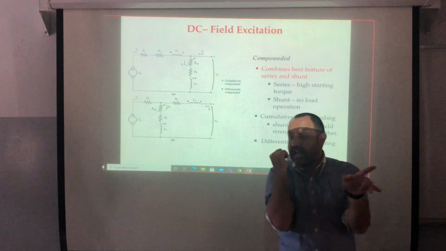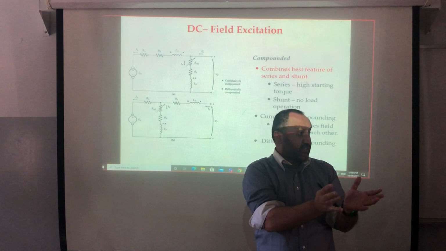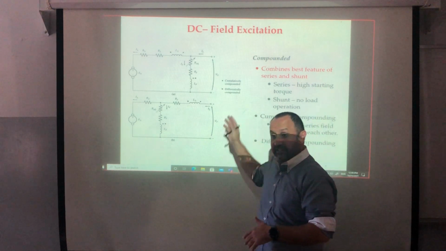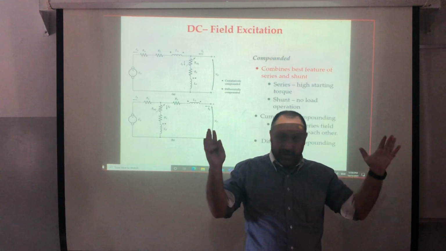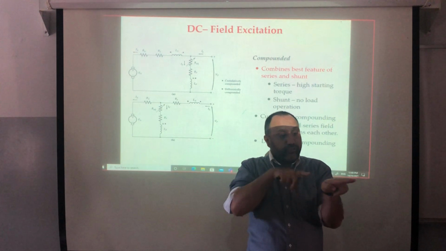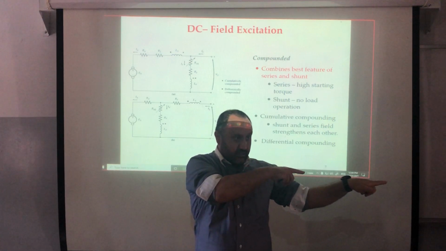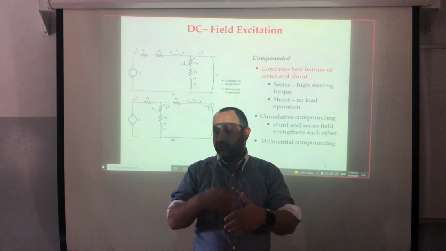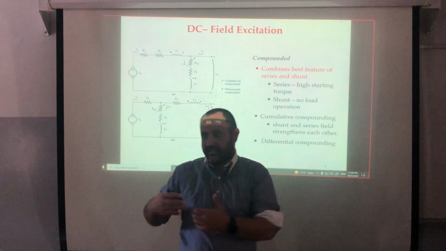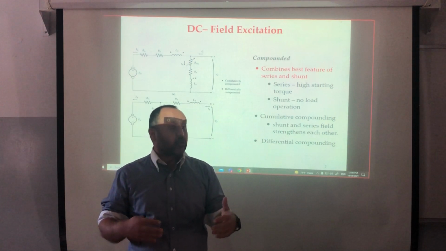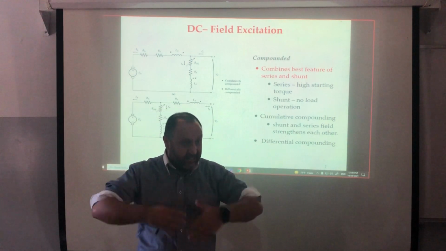Why do I say the series acting? Because the main flux is from the shunt field, not the series field. Right? This is the main. So if the two fields are strengthening each other or pointing toward each other, then this means that the total flux is the first flux plus the second flux. And this is what we call what? Cumulative. I'm accumulating the flux.